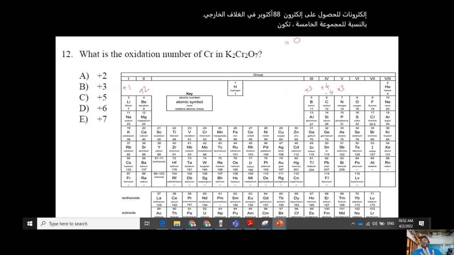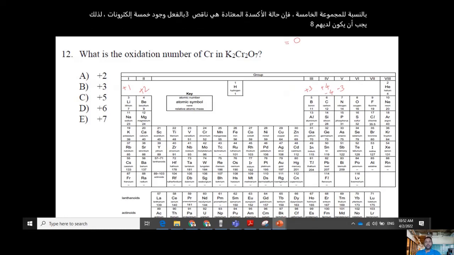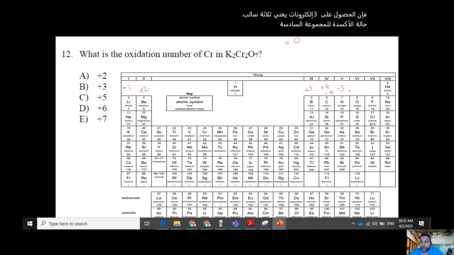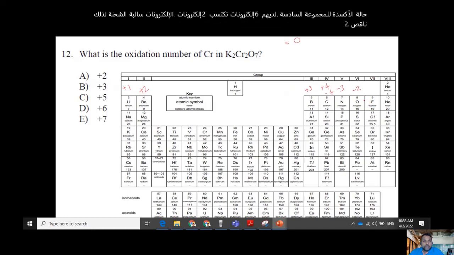Already they have 5 electrons, so they need 8 electrons to get stability. So gaining 3 electrons makes them negatively charged. Gaining 3 electrons means 3 negative. For group 6, they have 6 electrons, gain 2 electrons and are negatively charged, so -2. The seventh group already has 7 electrons, just needs to gain 1 electron to get stability, so -1. Group 0 is 0. This you have to remember.